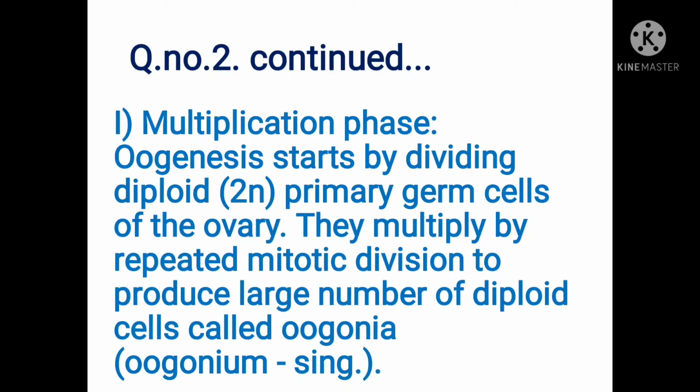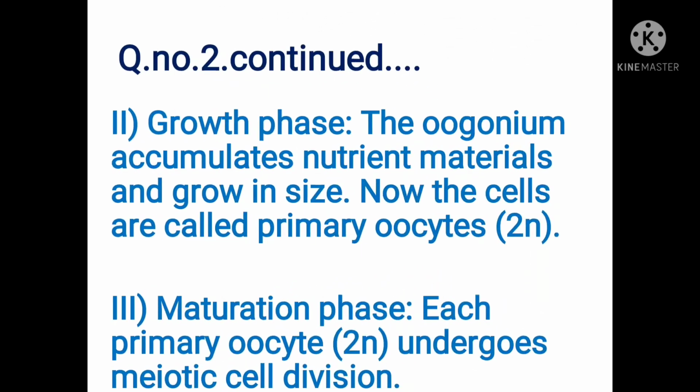Number 1. Multiplication phase. Oogenesis starts by dividing diploid primary germ cells of the ovary. They multiply by repeated mitotic division to produce large number of diploid cells called oogonia. Number 2. Growth phase. In growth phase, the oogonium accumulates nutrient materials and grows in size. Now the cells are called primary oocytes and they are diploid.